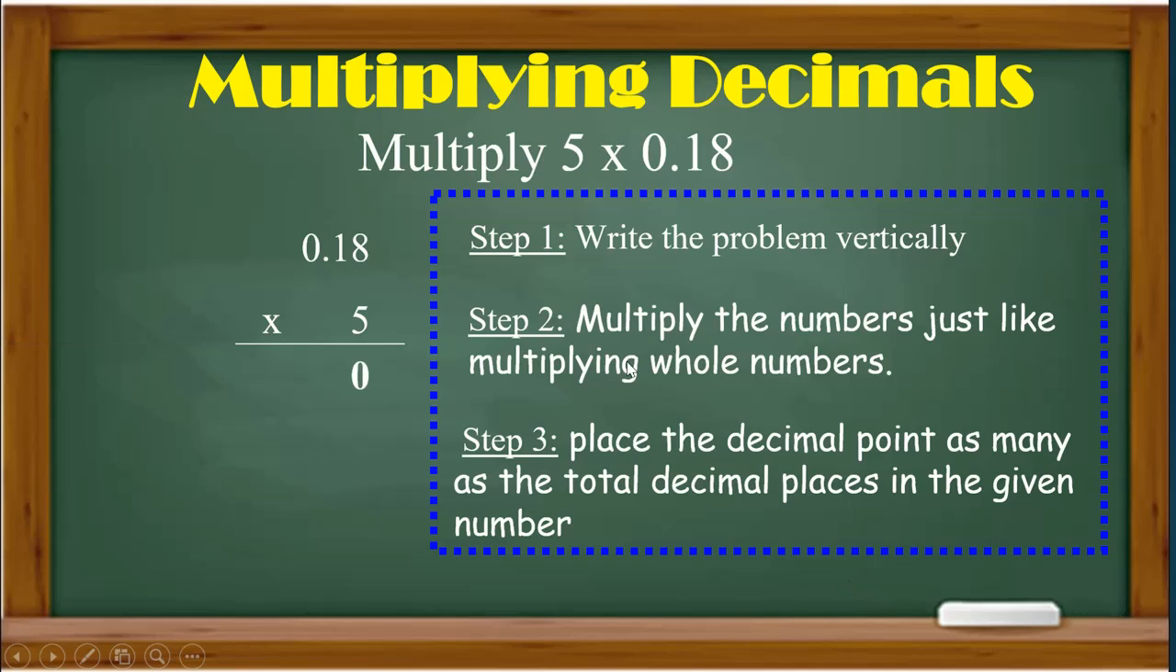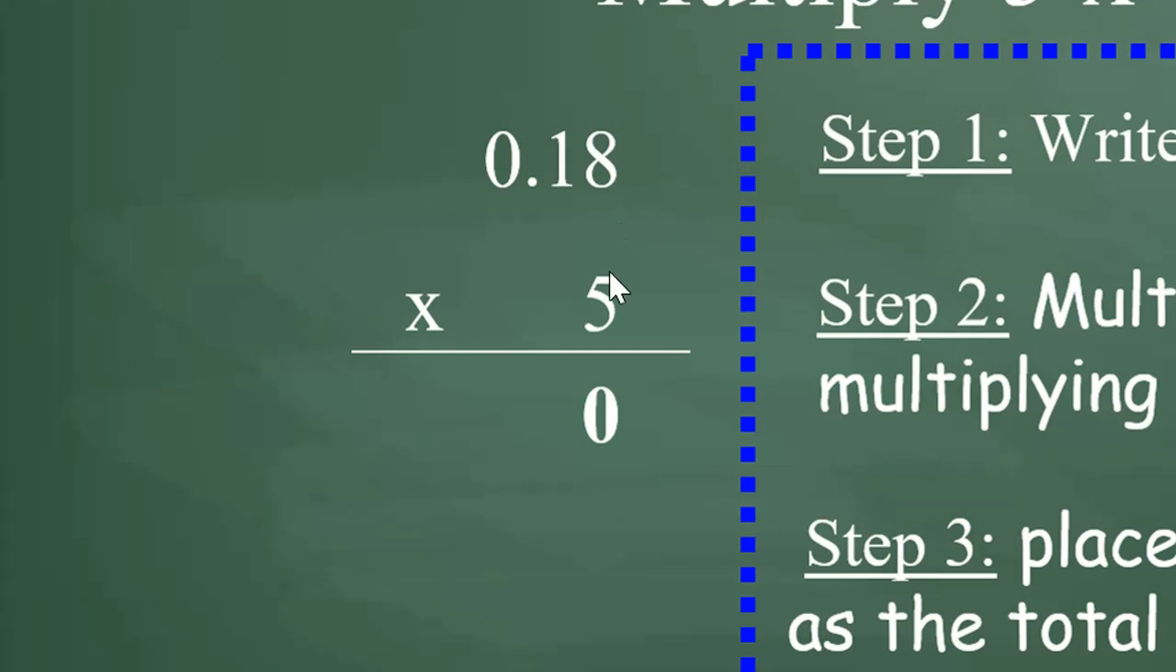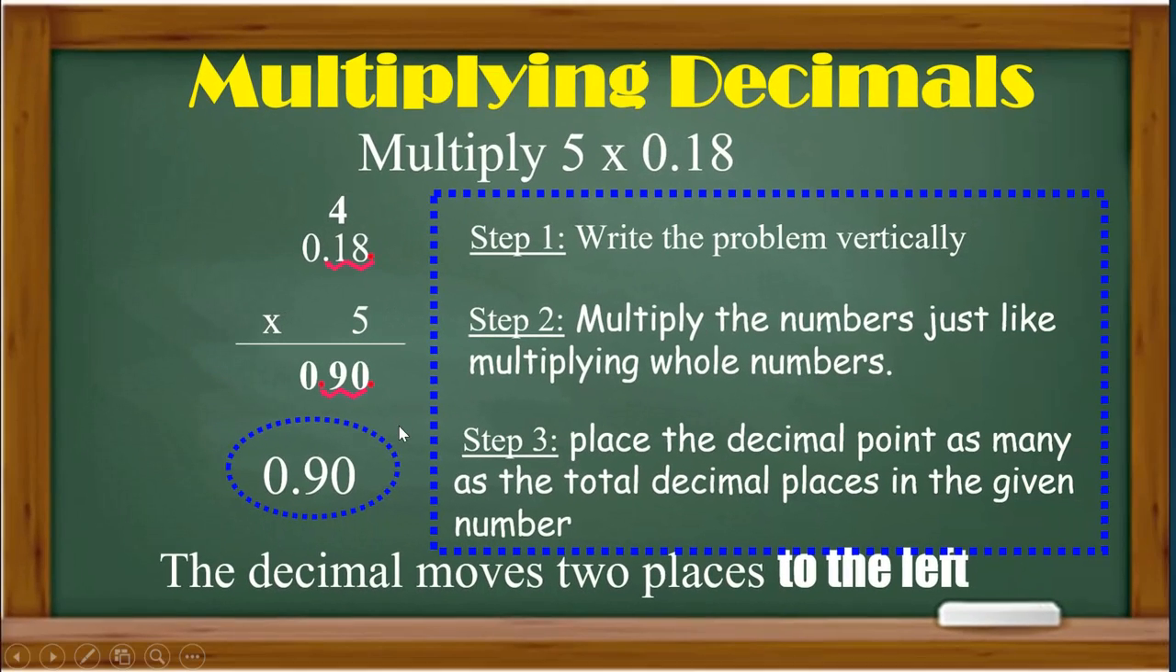So write the problem vertically, then multiply the numbers just like multiplying whole numbers. 5 times 8 is equal to 40. Then carry 4. 5 times 1 is equal to 5, plus 4 is equal to 9. Then 5 times 0 is equal to 0. Then count the decimal places. How many decimal places do we have here? Very good. There are 2 decimal places. So let us move 2 decimal places to the left. So our answer will be 90 hundredths.